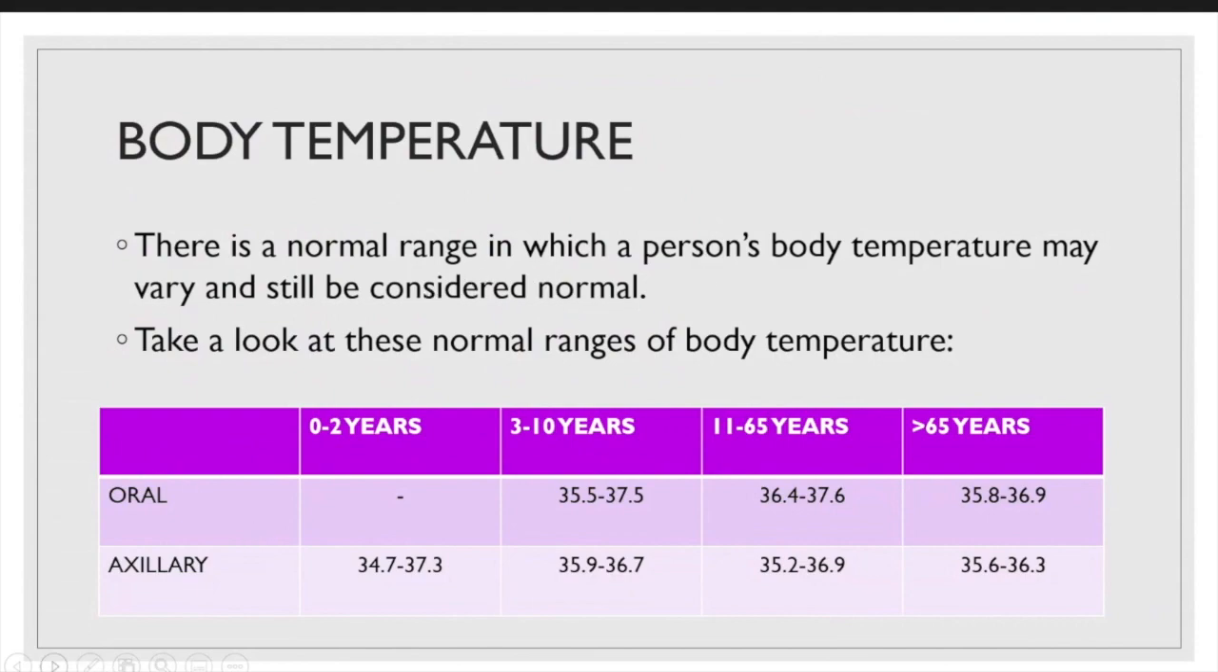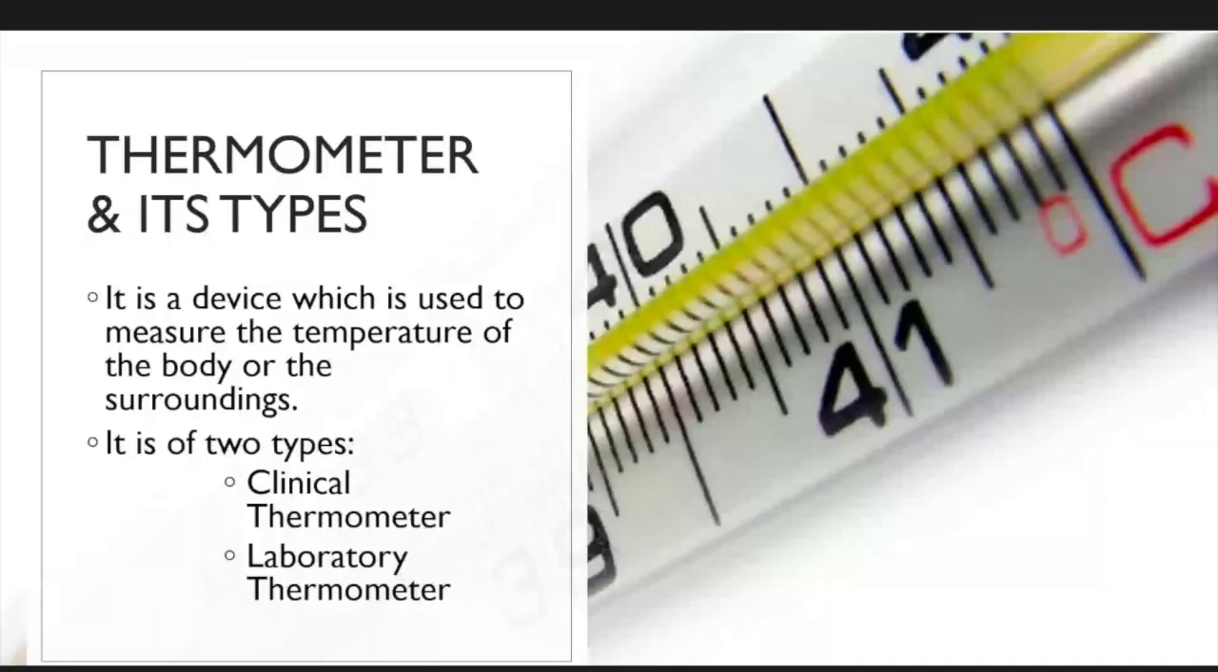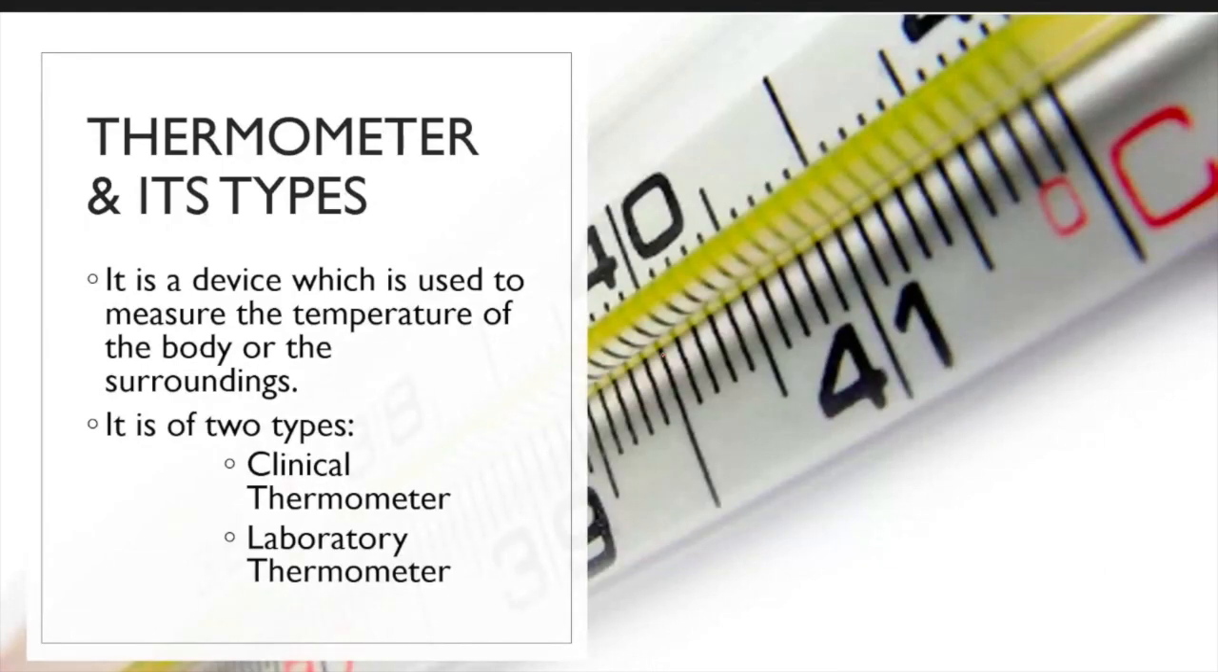Here you can see there is a range, with people divided into 4 age ranges. The first range is from 0 to 2 years, in which the oral and axillary range is 34.7 degrees Celsius to 37.3 degrees Celsius. For people aged 3 to 10 years, this range is different from the one for 0 to 2 years. Similarly, in the other two ranges, there is a difference in the normal range. So this body temperature range generally differs from person to person, and may vary within the range.